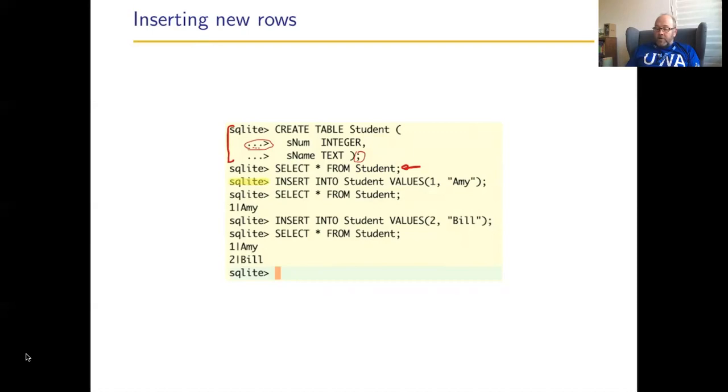Okay, insert into student values 1 Amy. Now that does something, but it doesn't return any values. It's just an instruction: put this row into this table. Okay. In order to check that it has actually done something, I'm going to again select star from student, and it shows me that yes, I have 1 row in there with the value 1 for the first column and Amy for the second column.